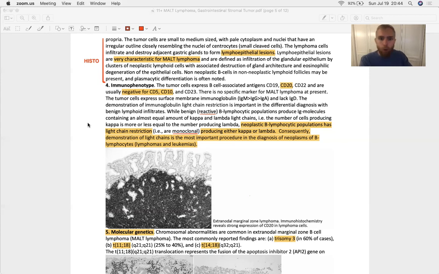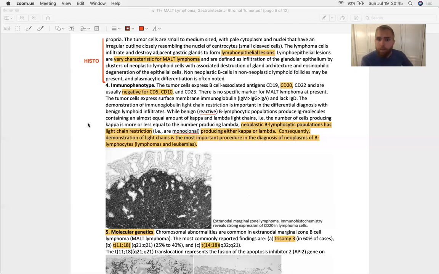And normally, when reacting to a presentation of an antigen, B lymphocytic populations produce immunoglobulins containing an almost equal amount of kappa and lambda light chains. So that's what happens when you get an infection, you see an antigen, you start making some kappa, some lambda. But in cancer, it's like all kappa, all lambda. So that's what we're talking about when we say light chain restriction.